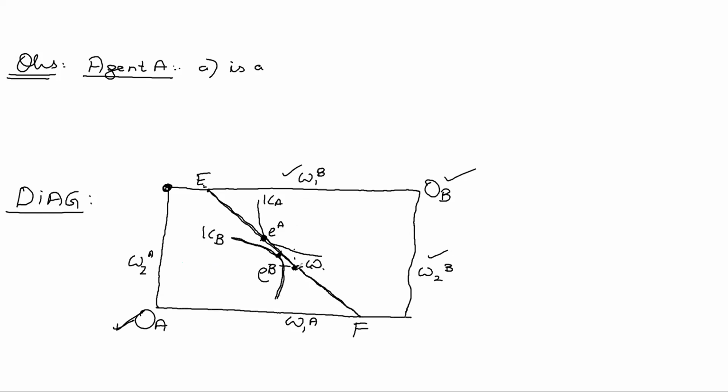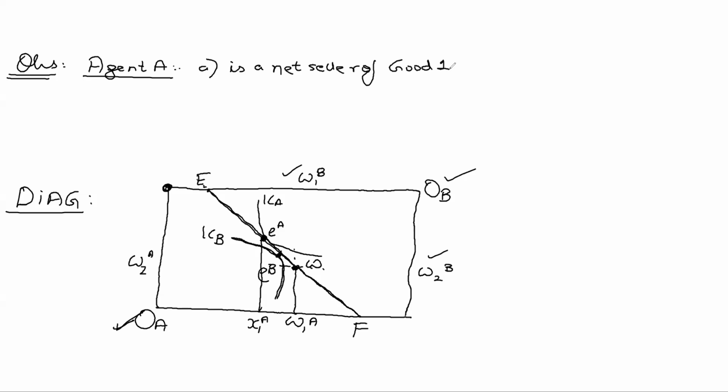Okay, you can see this is agent A's endowment, but how much is agent A consuming of good one? This much. So agent A is consuming less than his endowment. So agent A is a net seller. Agent A is a net seller of which good? Good one. Agent A is a net seller of good one.